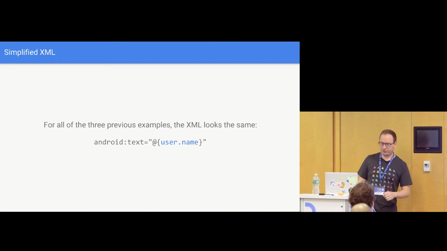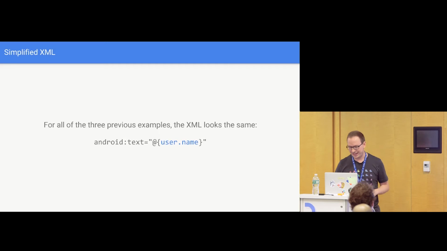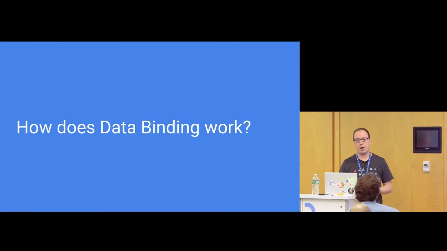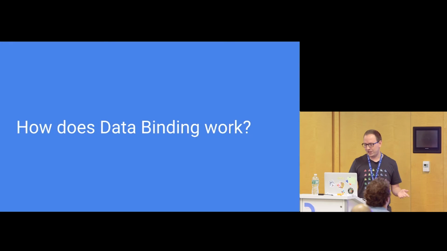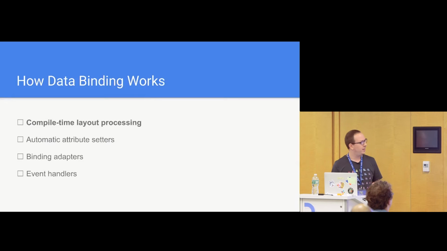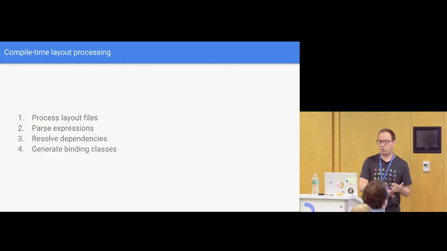All right, so wow, I actually talked quite a bit about the benefits of data binding, but now I think it's time to move on to how it works under the hood. I'm going to go over this briefly because I don't think it's too relevant to a developer on a front-end application, but it's important to know how it works. So first of all, you have your compile time layout processing, which involves 4 main steps. First of all, it processes the layout files.